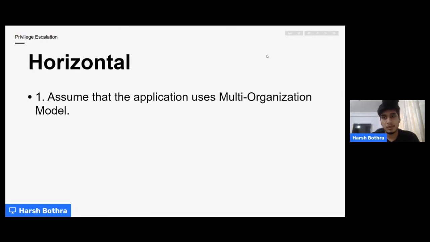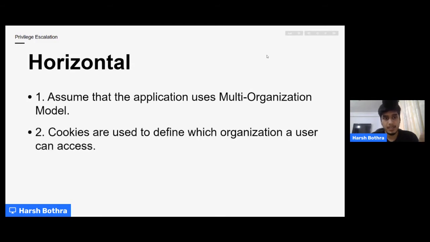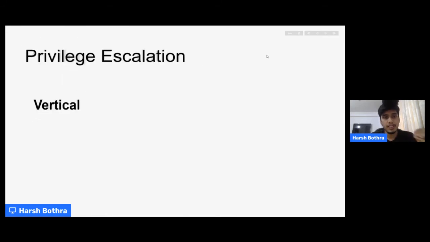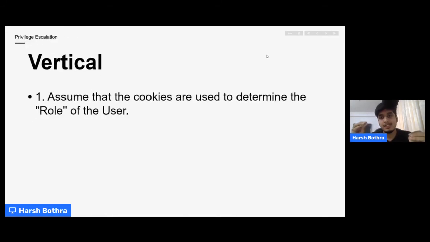Assume that the application uses a multi-organization model. Cookies are used to define which organization a user can access. Now, the attacker alters the cookies in order to access some other organization. Let's say there's an organization ID called 1234. What if I change the cookie having this organization ID to 3456 and try to access some other organization, right?